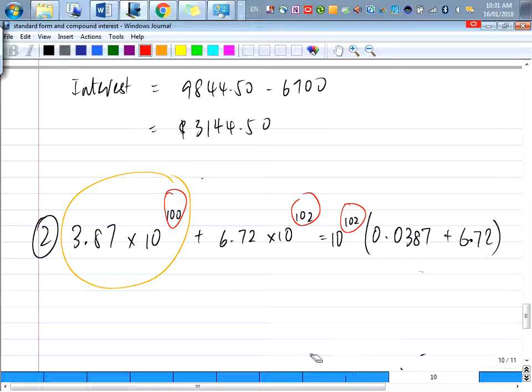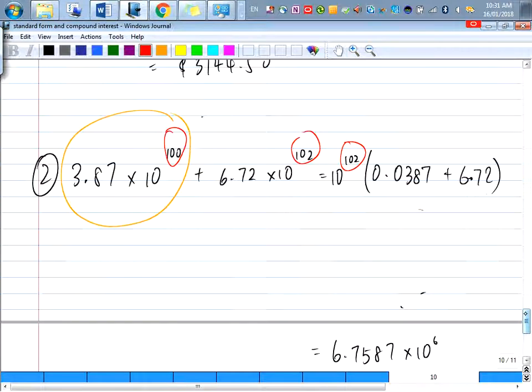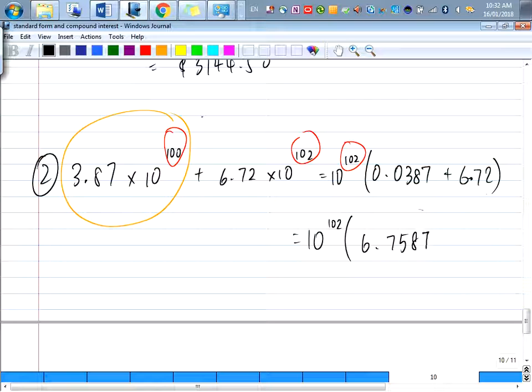Okay, back to this question. And we have 10 to the power 102 multiplied by 6.7587. Put it in our standard form. Okay. So over here we have our answer in standard form already. Any questions?